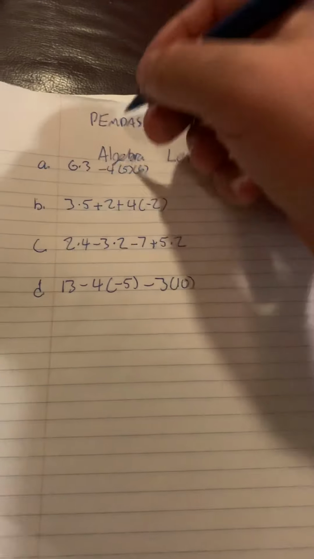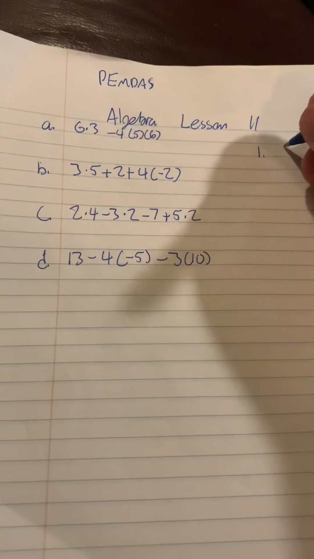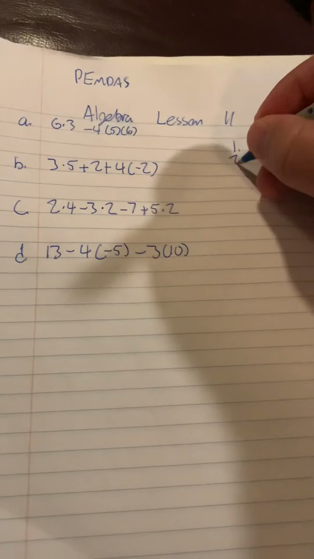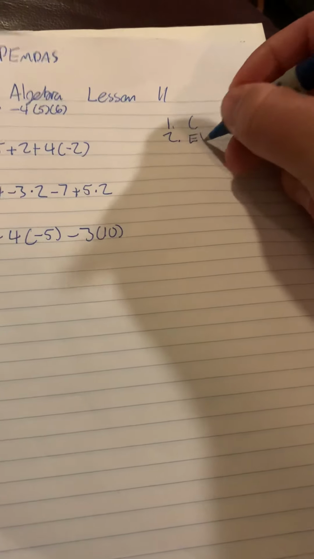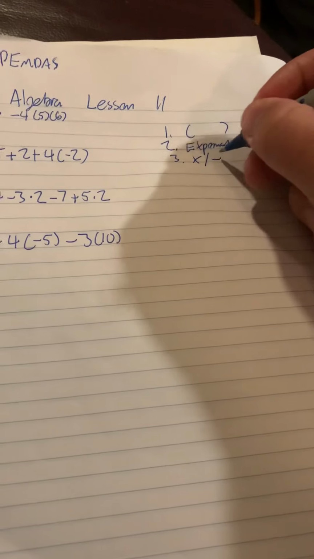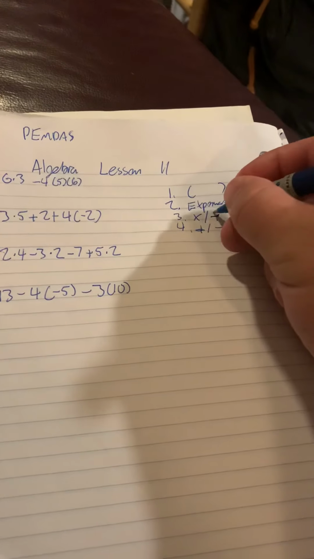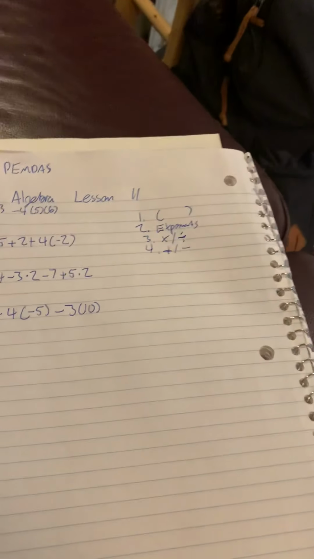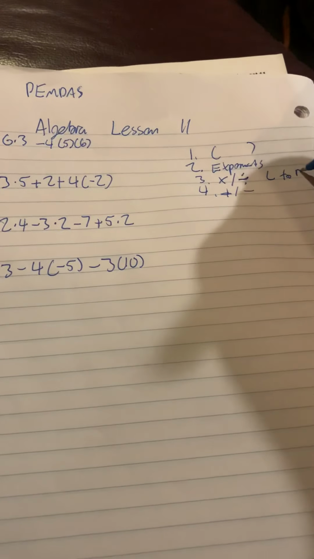You need to know that it's parentheses first. Okay, one is parentheses, or any symbols of inclusion. Two is your exponents. Three is your multiplication and division from left to right, and four is addition and subtraction from left to right. Okay, there's not too much to actually remember. I'll say left to right.